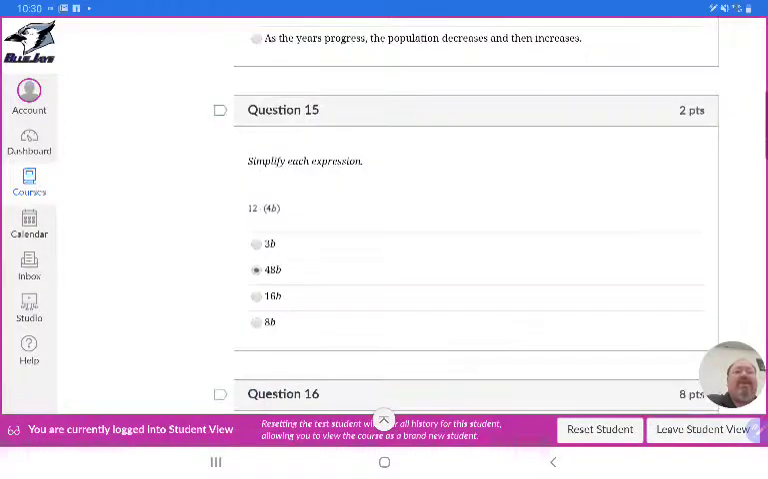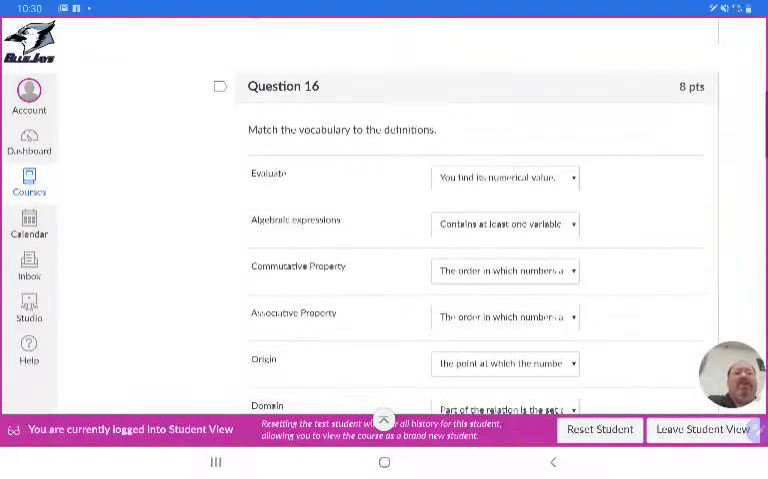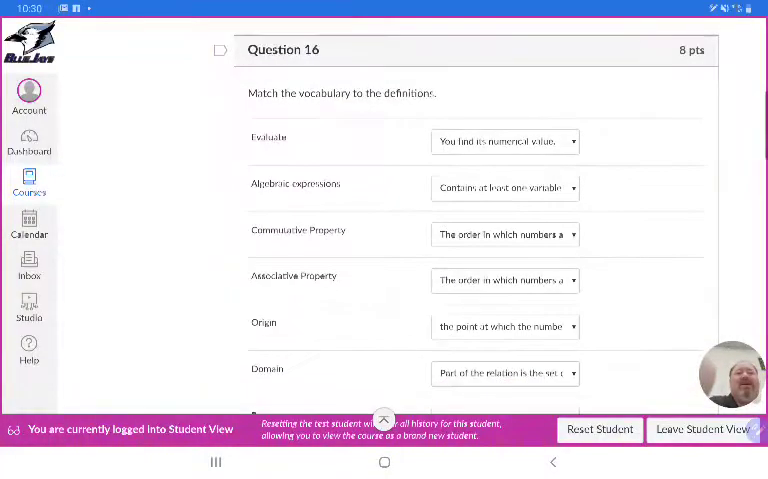Number 15. Simplify each expression. So this would be the same thing as saying 12 times 4 times b. So we can multiply the 12 times the 4 and get 48, and then 48 times the b. We don't know what b is, so it's just simply 48b. Make sense? All right. Question 16, we are to match the vocabulary.